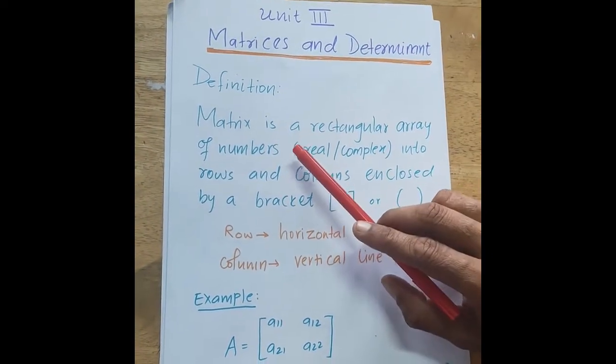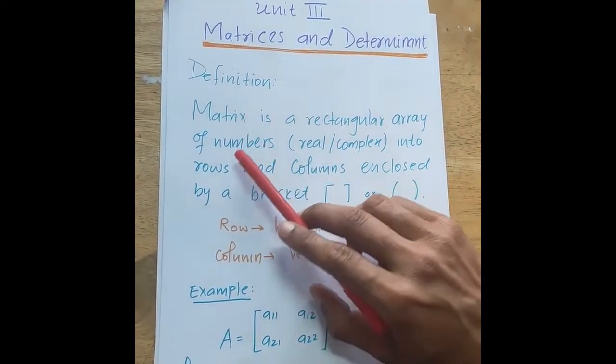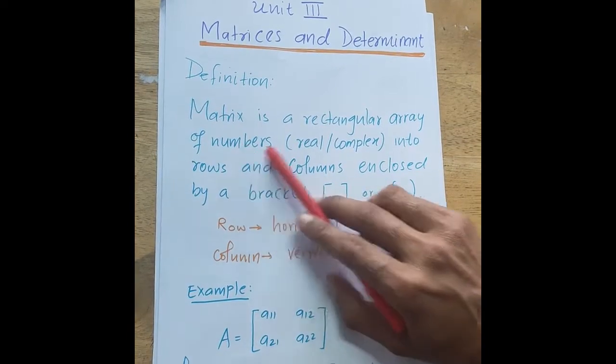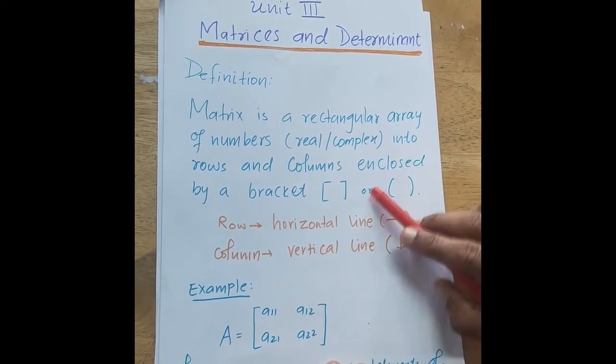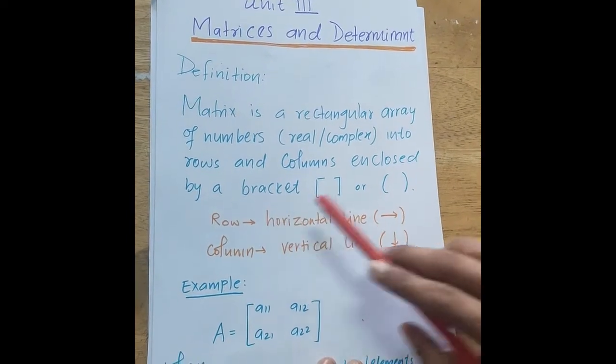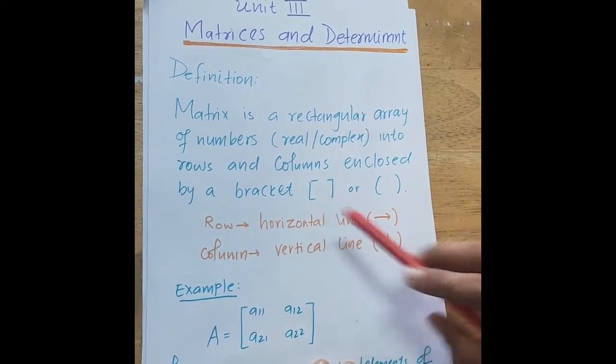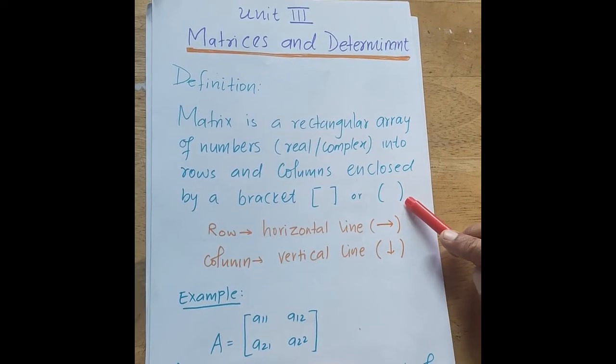Now let's start with the definition of matrices. So what is a matrix here? A matrix is a rectangular array of numbers arranged into rows and columns enclosed by a bracket. Your brackets can be square brackets or open circular brackets here.